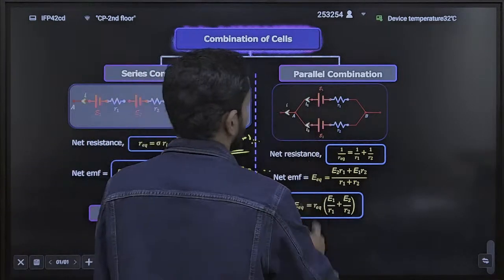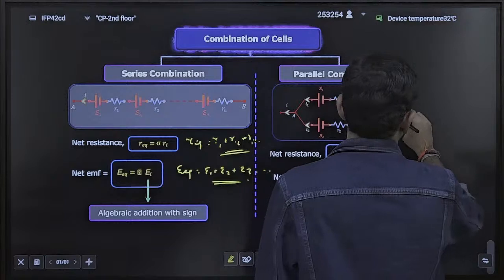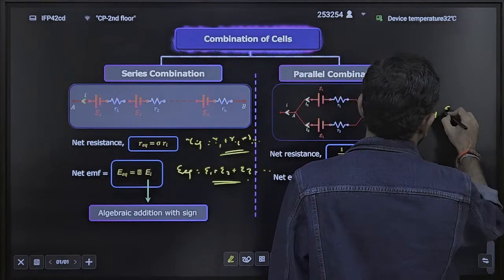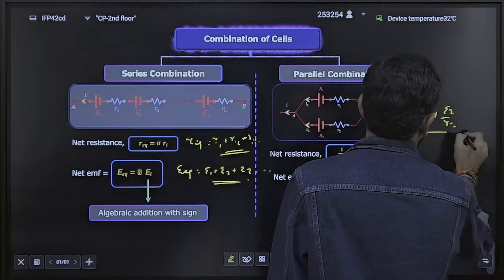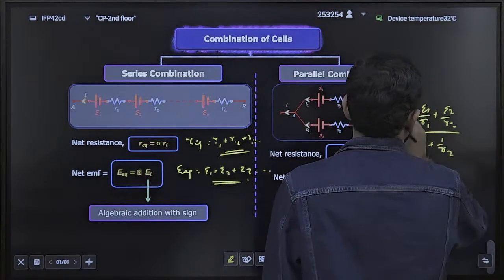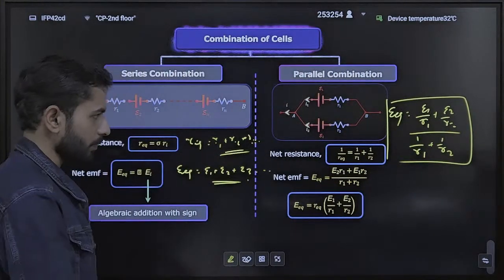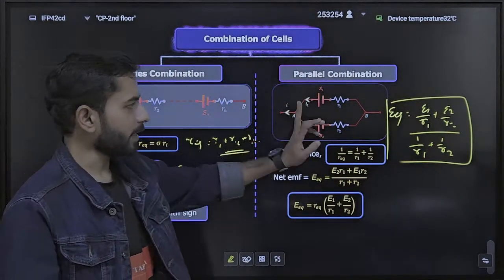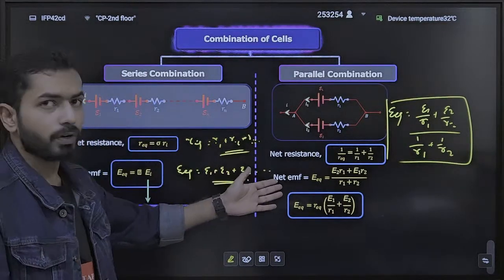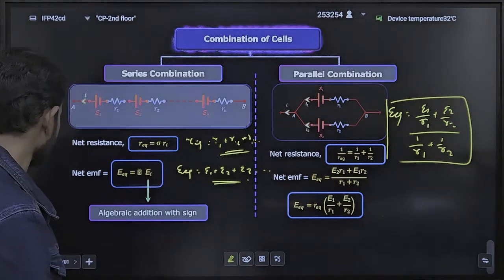For a parallel combination, the formula is a little bit complicated that you have to remember. E equivalent is given as E1 by R1 plus E2 by R2, divided by 1 by R1 plus 1 by R2. This is the formula for E equivalent in parallel connected cells. And you already know the formula for the equivalent resistance.